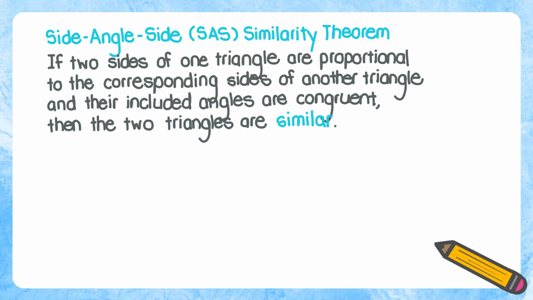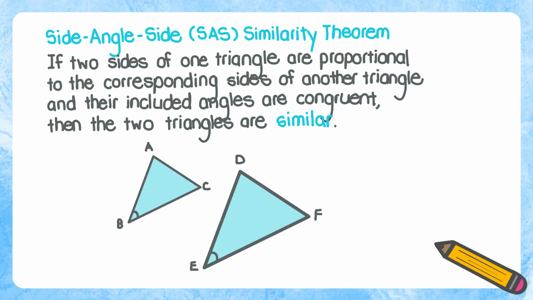The side-angle-side or SAS similarity theorem states the following. If two sides of one triangle are proportional to the corresponding sides of another triangle, and their included angles are congruent, then the two triangles are similar. So we need two pairs of corresponding sides to be proportional, and the corresponding angles in between need to be congruent. So here I have triangles ABC and DEF.